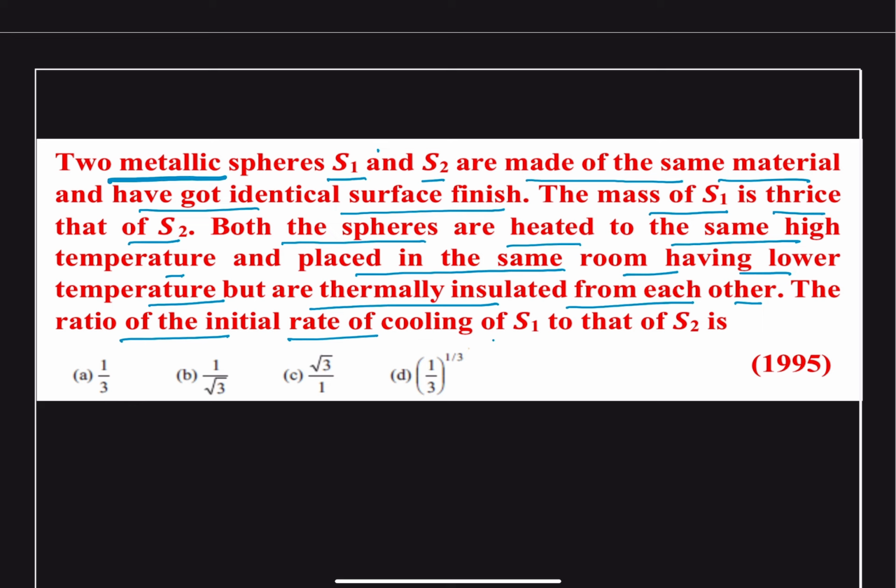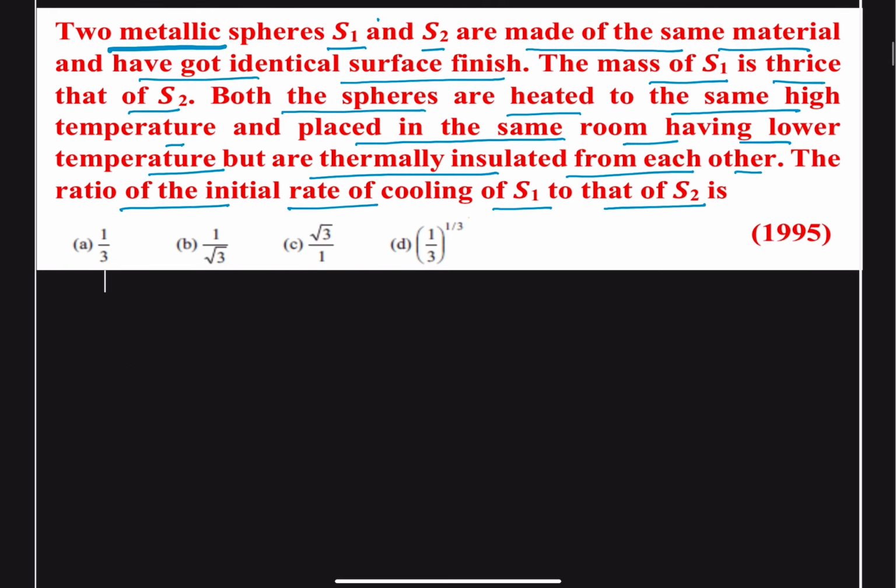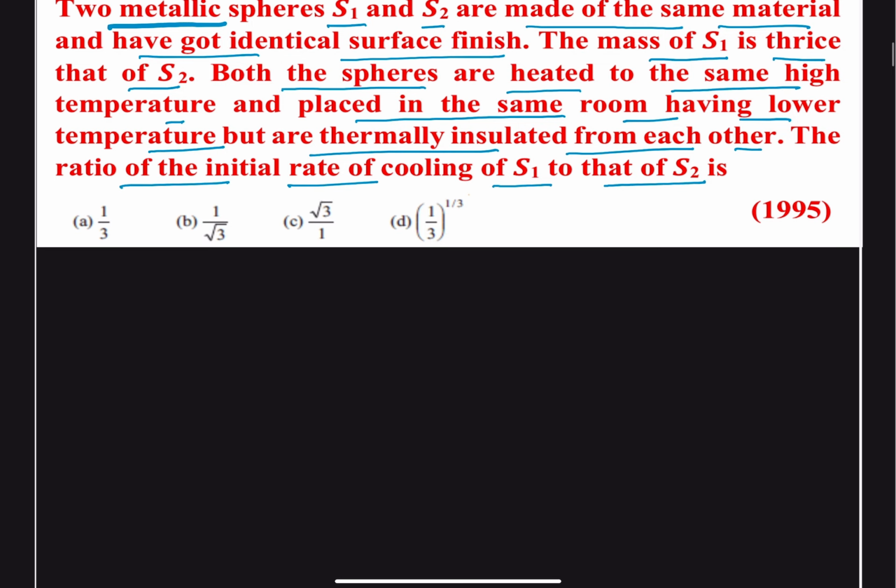So we have to find the ratio of the rate of cooling. In this case we are going to use the Stefan-Boltzmann law of radiation for cooling, and based on that equation we can easily solve for the required ratio. We start from the fact that the mass of sphere S1 is thrice that of S2.